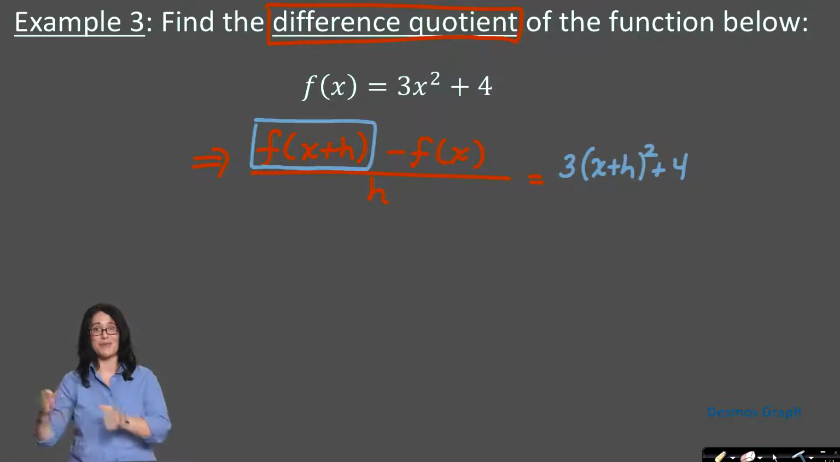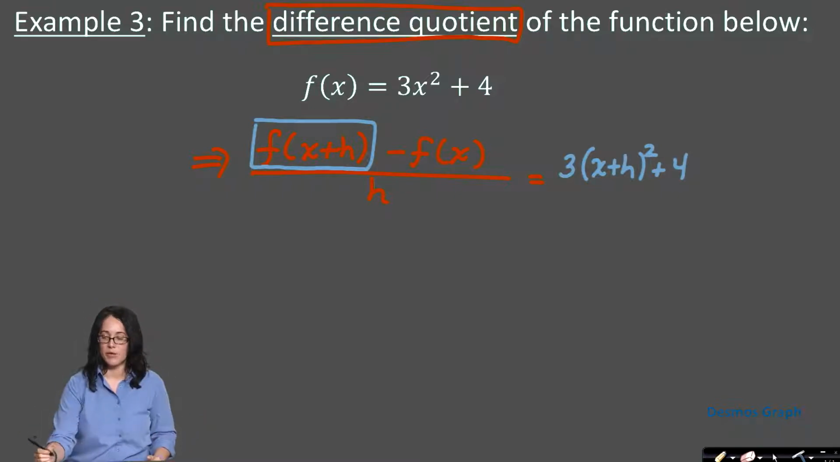We still have to multiply that result by 3 and add 4, right? We can't just forget about the 4. We have to follow the rule that we've agreed to, the output that we've agreed to. Okay, so that is the result of f of x plus h.